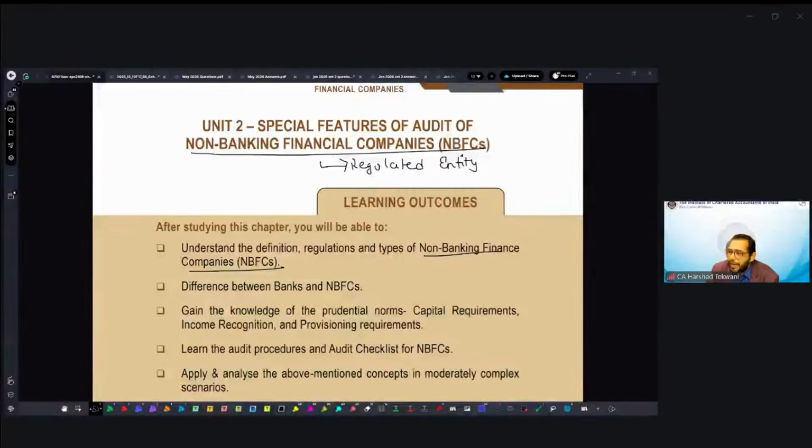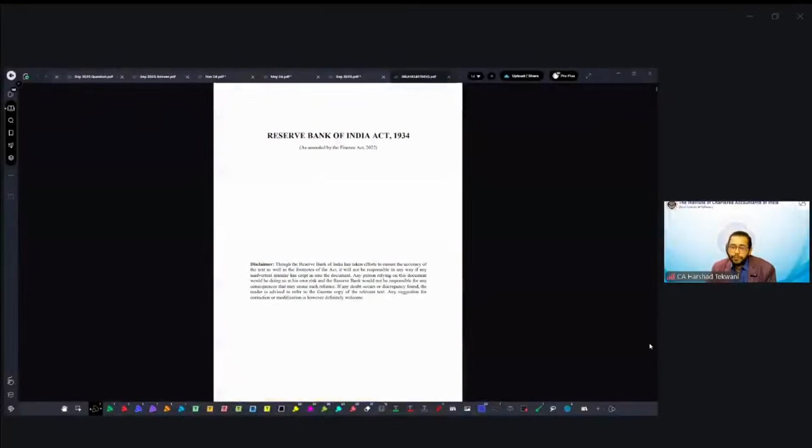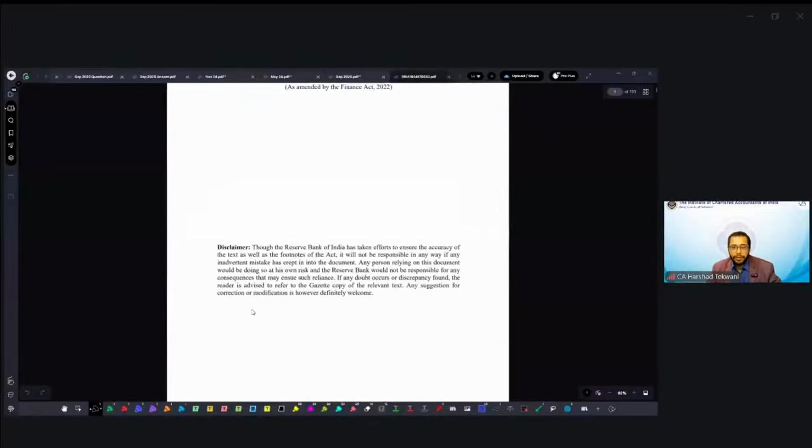Where can you find the definition of NBFC? Section 45I(f) of the RBI Act. Very good, Radha. Yes, the RBI Act.